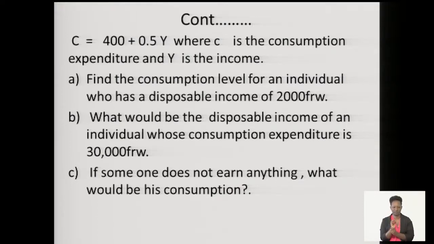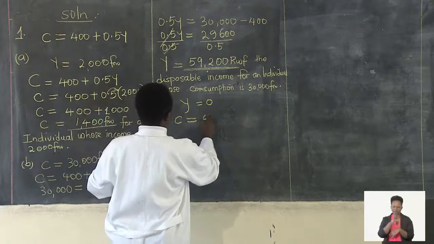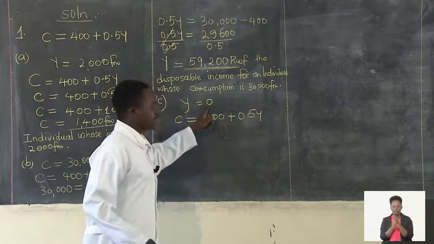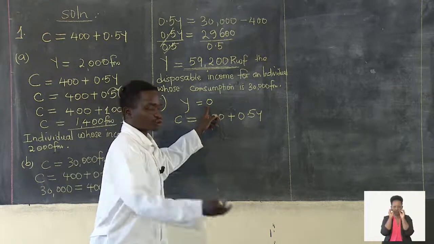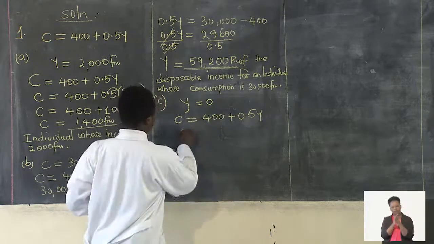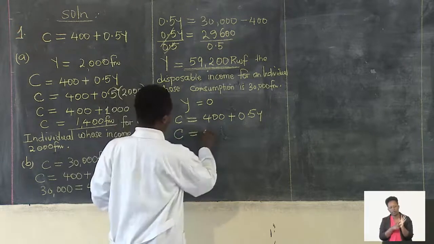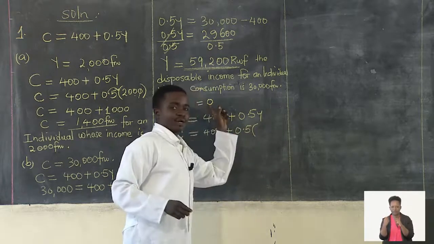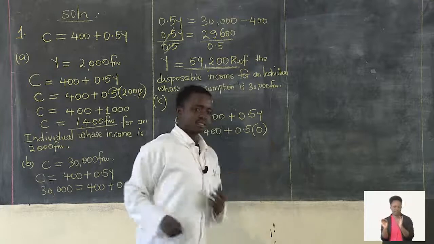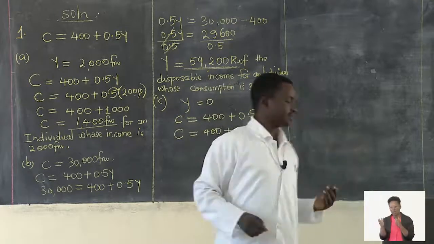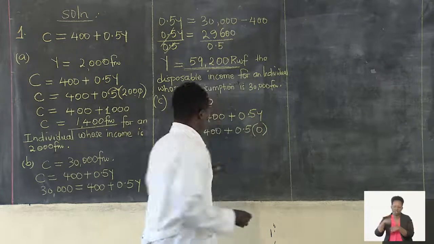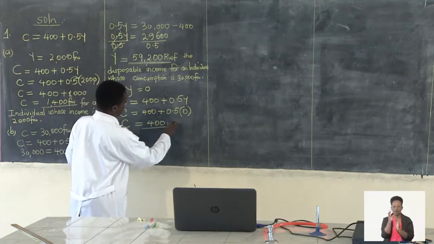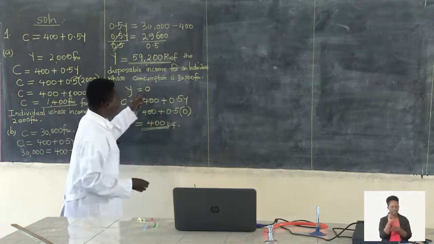You come back to our linear equation where C is 400 plus 0.5Y. Someone does not earn anything, so that means his income is 0. So what will be his consumption expenditure? His consumption expenditure, C, will be 400 plus 0.5 times the value of Y, which is our income. Y is 0 because they have told us that someone does not earn anything. So when you substitute here, our consumption expenditure is 400. That will be his consumption expenditure for someone with 0 income.